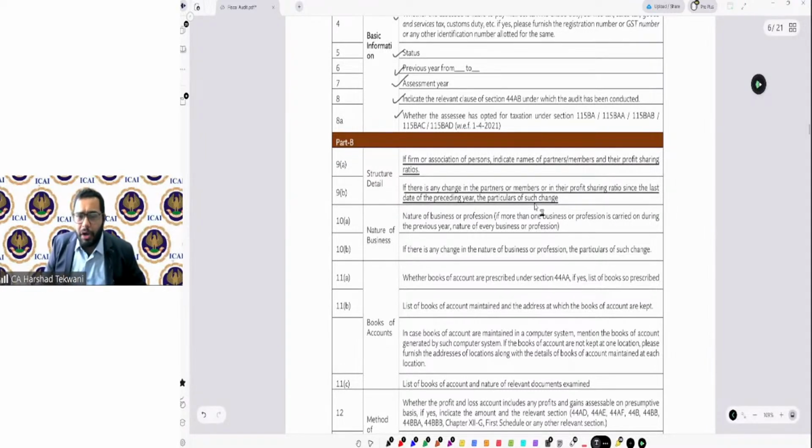Along with the clause, we also need to understand from where we'll get these details. It's not only what the requirement of the clause is, but from where we can audit these details. So quickly, from where will you audit the structure detail of a partnership firm? A quick question. Come on, guys. If I have to identify this particular information, from where will I do it?